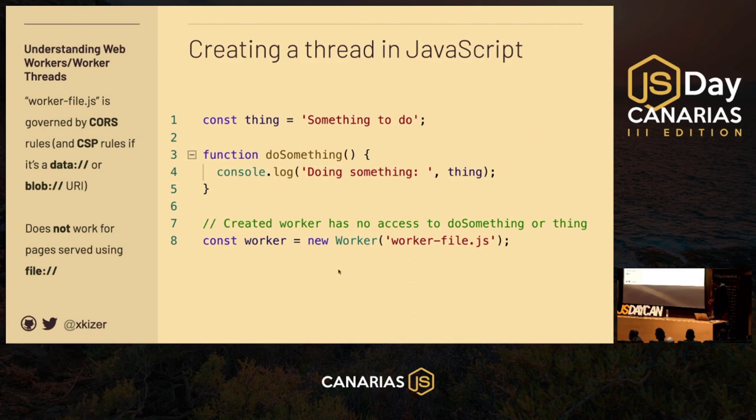Another thing to note is that this file must obey the CORS rules. If you have had problems with CORS, can I see your hands up? Yes. So CORS also comes back to bite you in workers. And if you are using data and blob URIs, you also need to obey the CSP rules. This is content security policy. And this does not work with the local file system. So you have to set up a server to be able to create a worker.